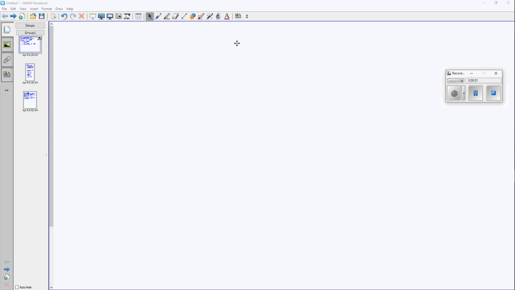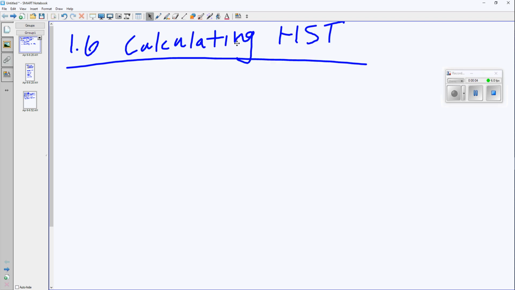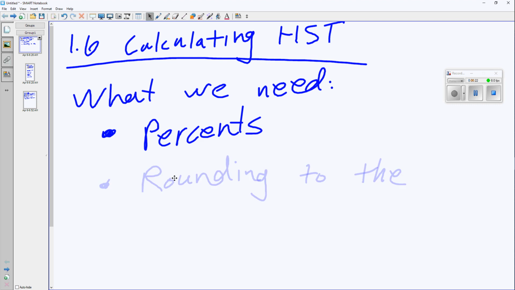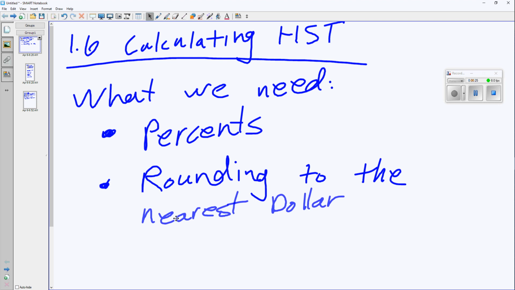What we're going to be doing is practicing calculating HST on products. What we need to practice are the following. We need percents, so we need a quick refresher on percents. We need a quick refresher on rounding to the nearest dollar, which you will do homework for. And you're going to be adding by hand in all of that. Now, for adding by hand, we're going to combine that with the stuff in percents.